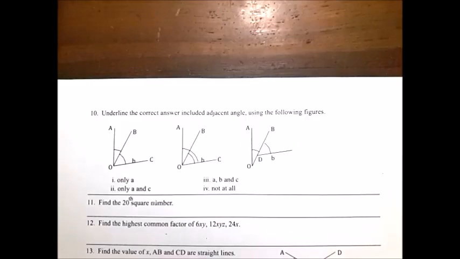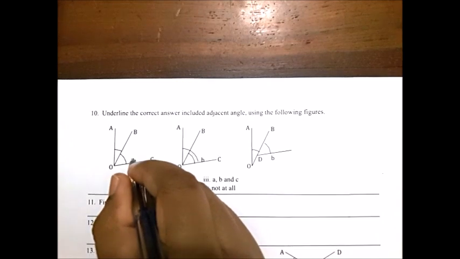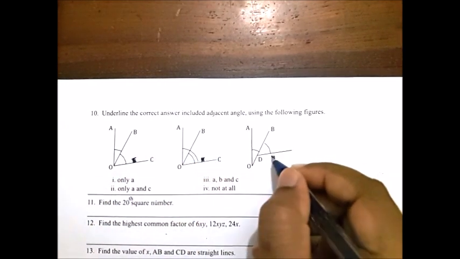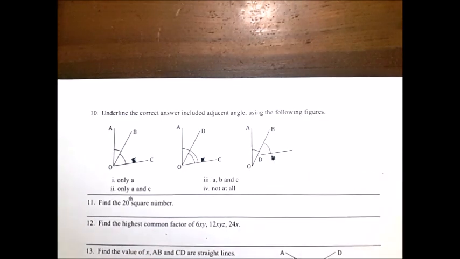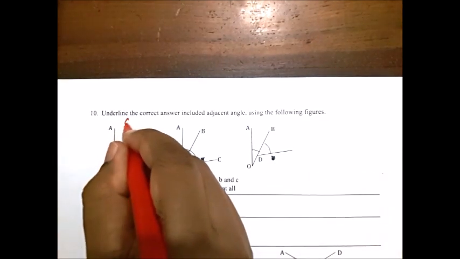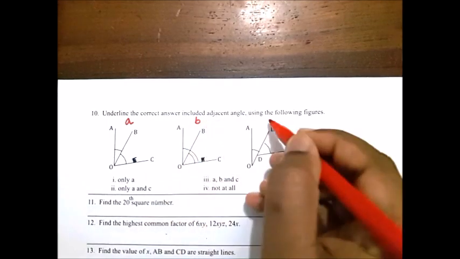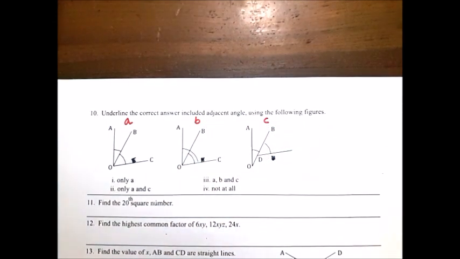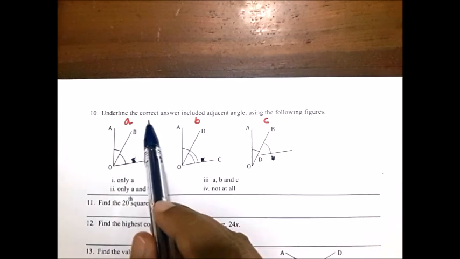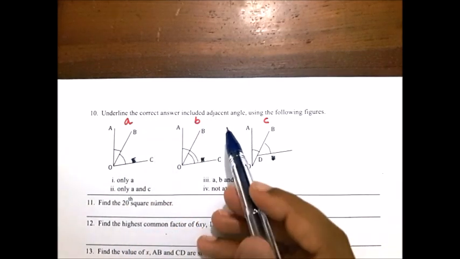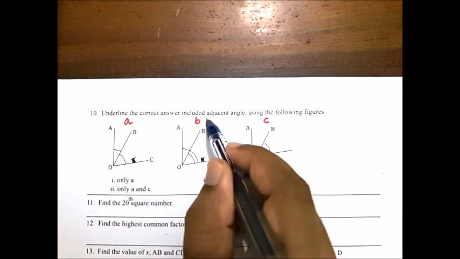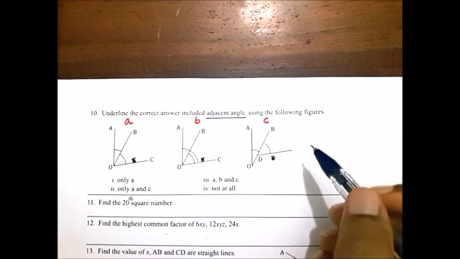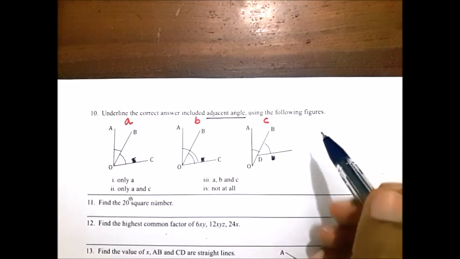In the 10th question, do this correction. Remove this simple b, and name these answers as simple A, simple B and simple C. Now read the question. Underline the correct answer including adjacent angles using the following figure. Now, what are the features of adjacent angles?